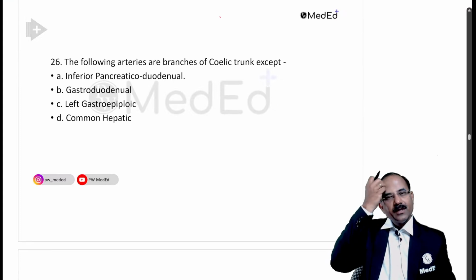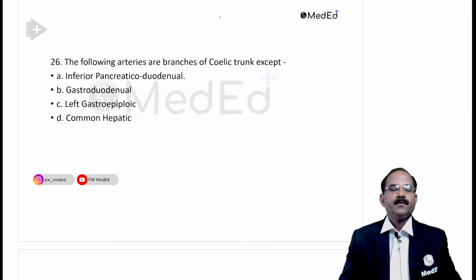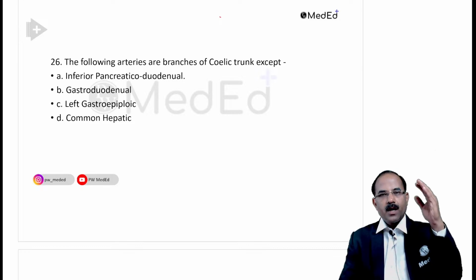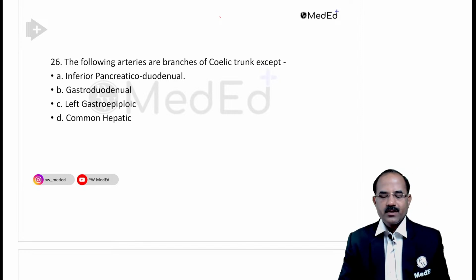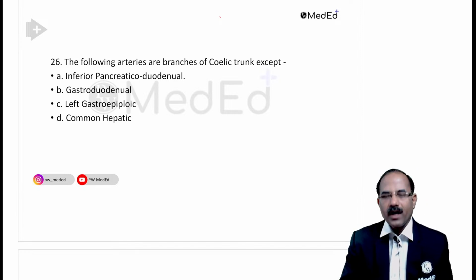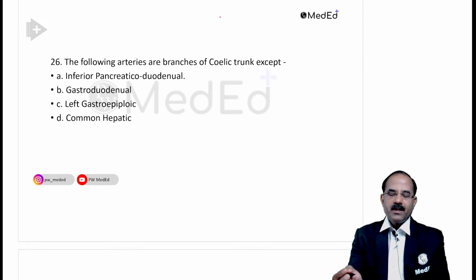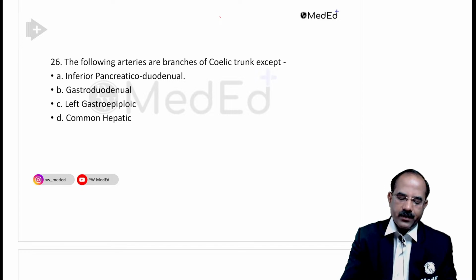So we'll continue with the series of MCQs. Are you ready, students? We've discussed the upper limb, lower limb and thorax the other day. Today we'll discuss the rest of the MCQs of abdomen, head and neck and neuroanatomy along with the general MCQ. Okay, so let us begin. The following arteries are branches of celiac trunk except, yes students, answer this.